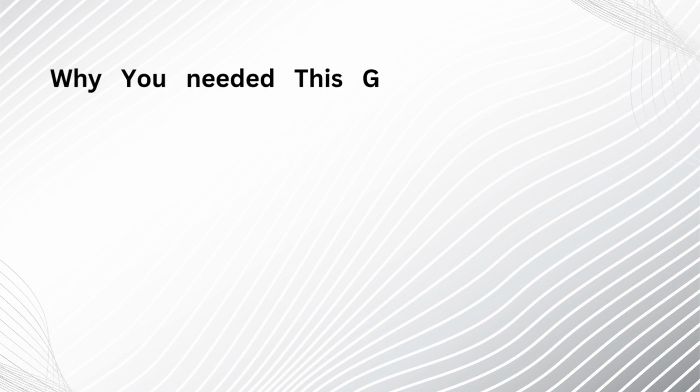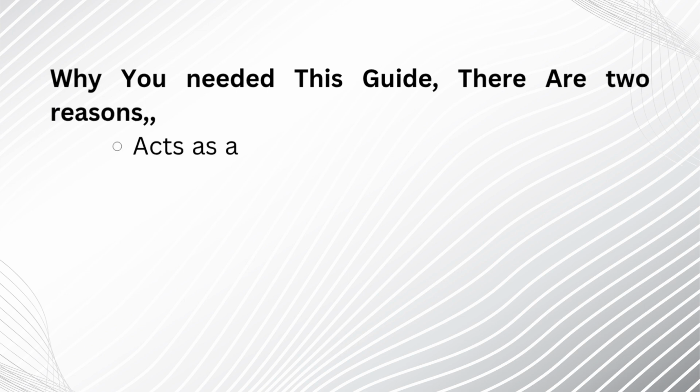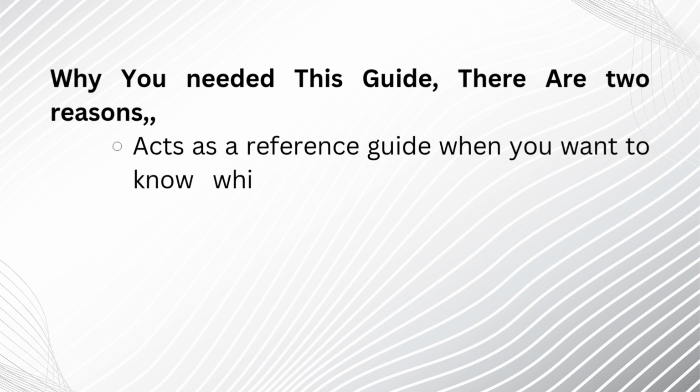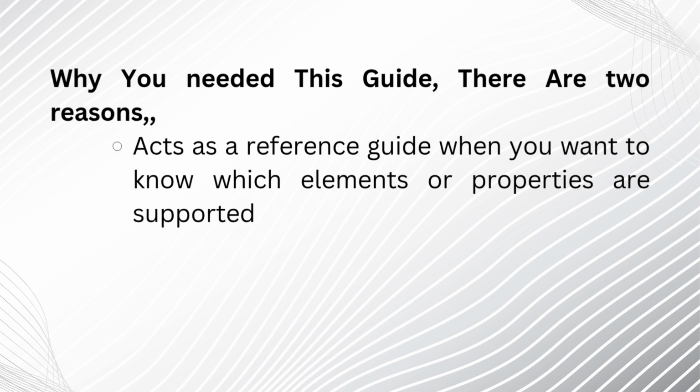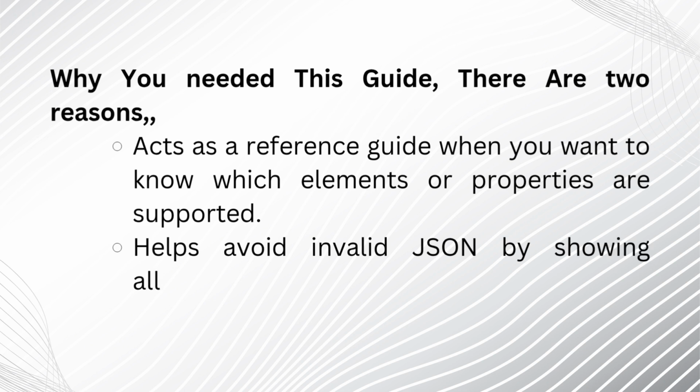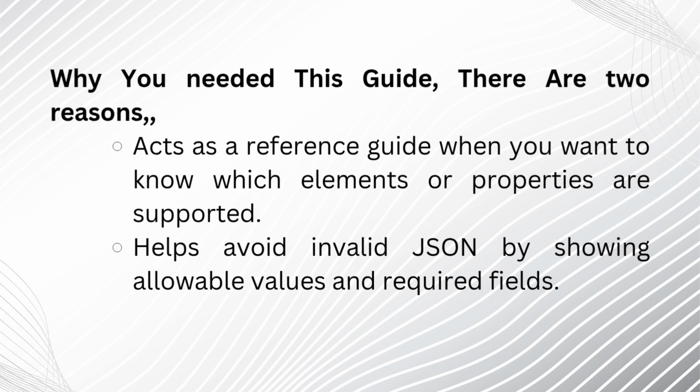First, it acts as your reference guide whenever you want to know which elements or properties are supported. No more guessing or trial and error. Second, it helps you avoid invalid JSON by showing you the allowable values and required fields. This means fewer errors and faster development. You can find it at the Schema Explorer page, and again, the link will be in the description.